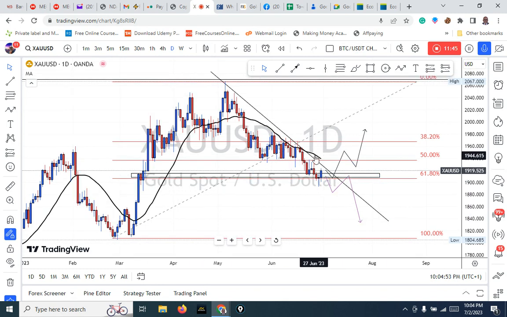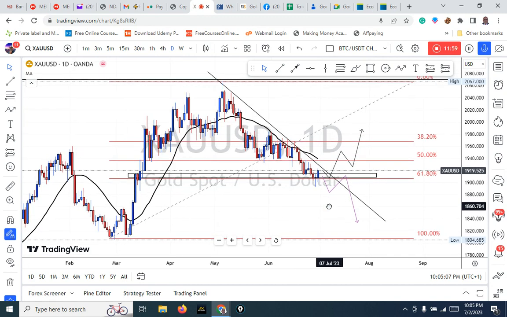If I have to buy this market, the price has to close above this moving average, okay, and give me additional signals or confluence factors for me to go long. Otherwise, I'm looking for a short trade opportunity in this market, okay? I'm looking for a short trade opportunity, guys.